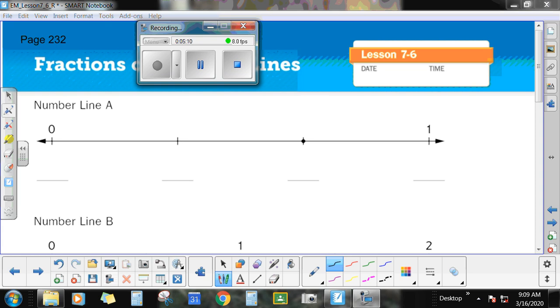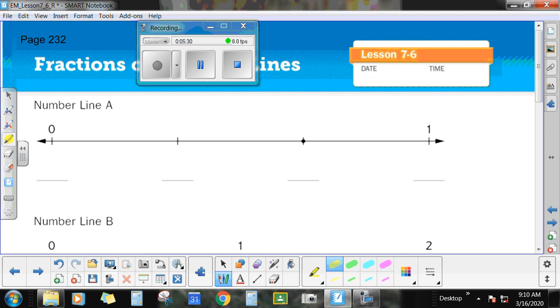All right, so let's look at page 232 and let's look at number line A. All right, lost my marker too, just like in school. All right, so here's what we need to notice on our number line. So we have a number line. Now remember, I told you to kind of think of your number lines like maybe a pond.